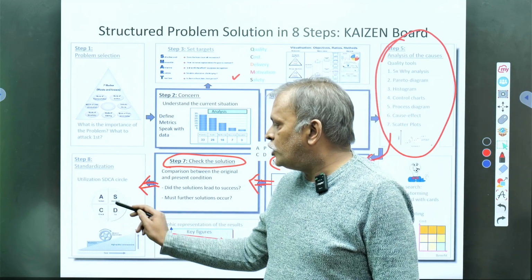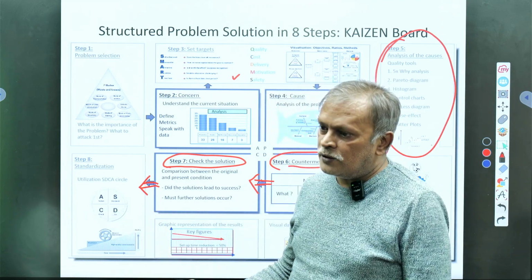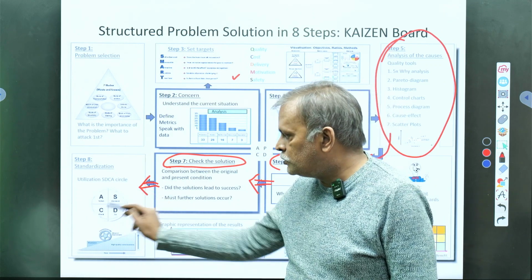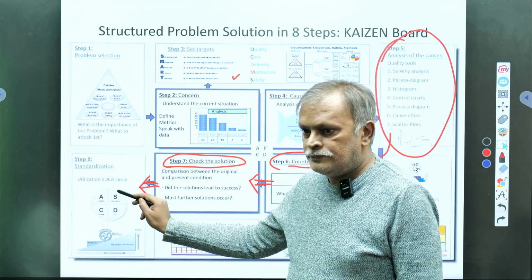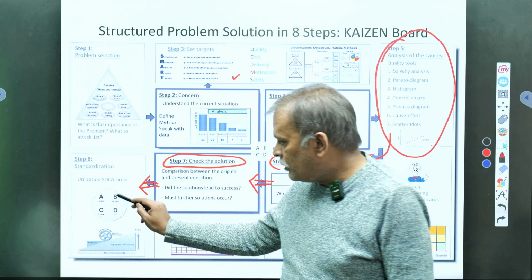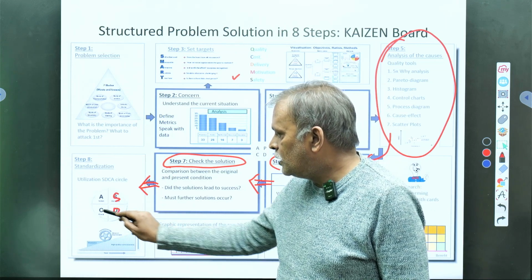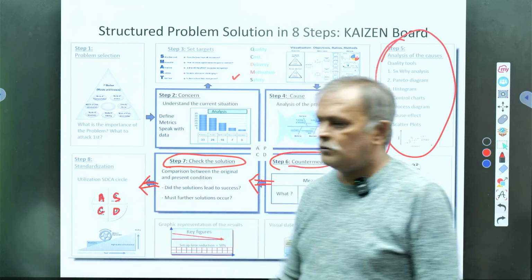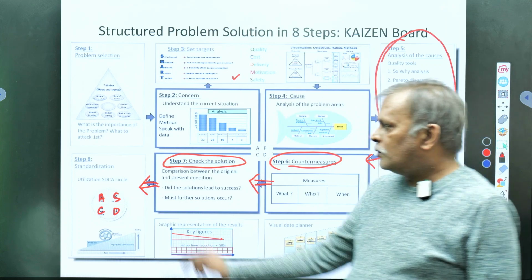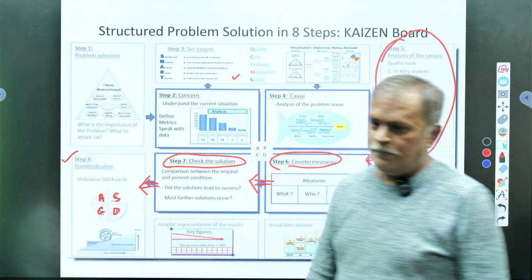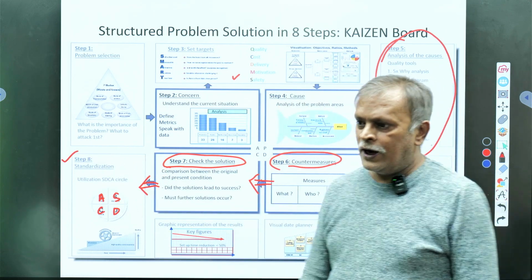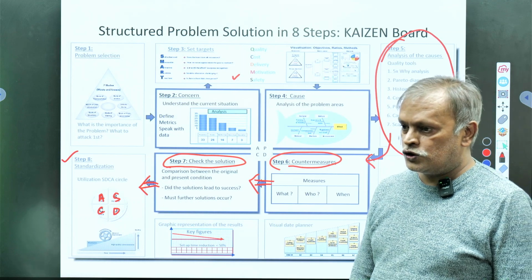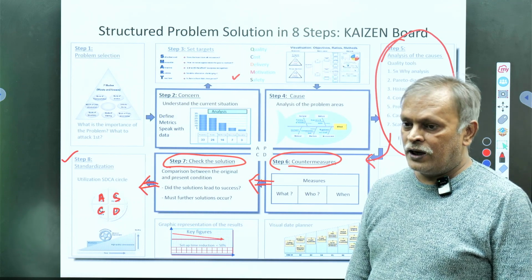So I have changed the PDCA into SDCA. Standardize, do, check, act. PDCA का जो स्ट्रक्चर है मैंने उसको नाम बदल दिया. So this is a very important step. You are looking at putting together structures so that you can prevent the recurrence of the problem.